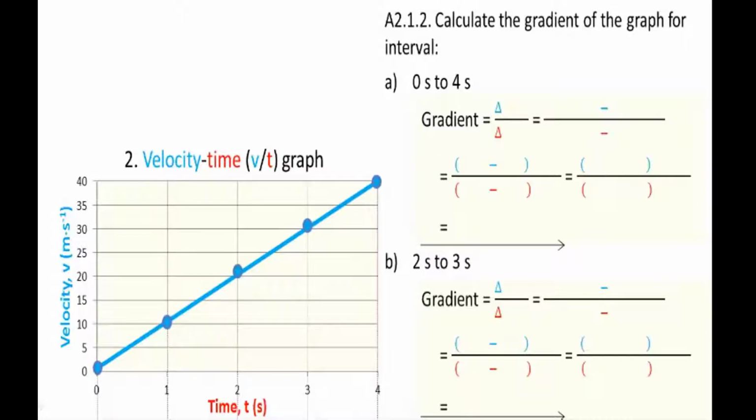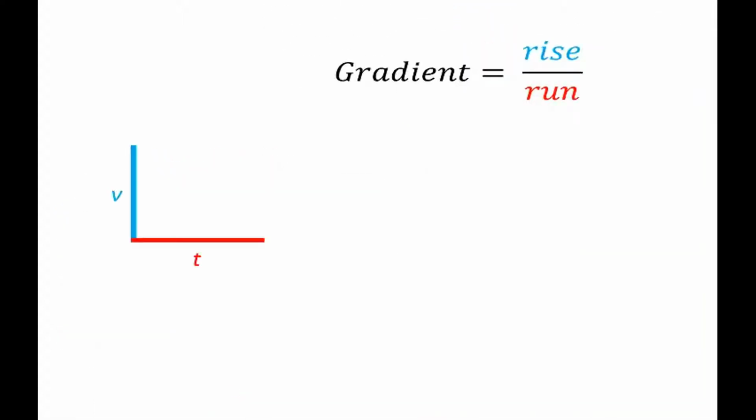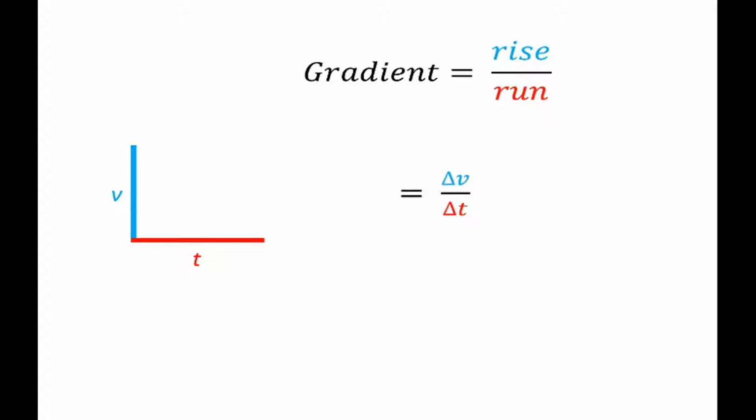Calculate the gradient of the graph for each of these intervals. Now we can see anyway that the gradient is constant for this velocity time graph. So there is only one gradient, so we know that the answer to A and B is going to be the same, but let's do it anyway. Gradient is equal to rise over run, in this case delta V over delta T.